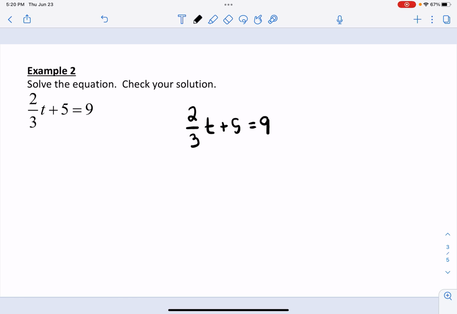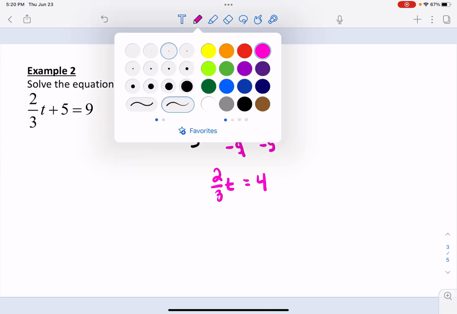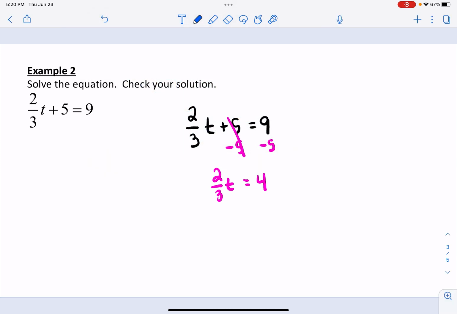Okay, so again, you have 2/3 times t plus 5 equals 9. I am going to subtract 5 from both sides. So I'm left with 2/3 t, because these 5's cancel, equals 4. Then I need to get rid of that 2/3. Like what we did in the previous video, I multiply by the reciprocal of that fraction.